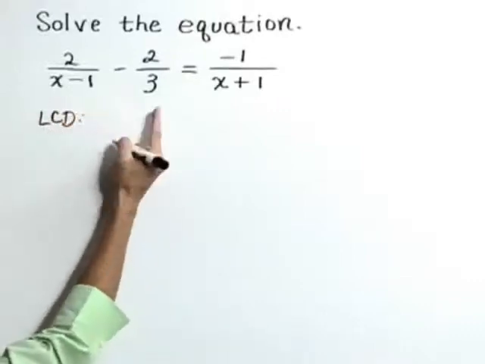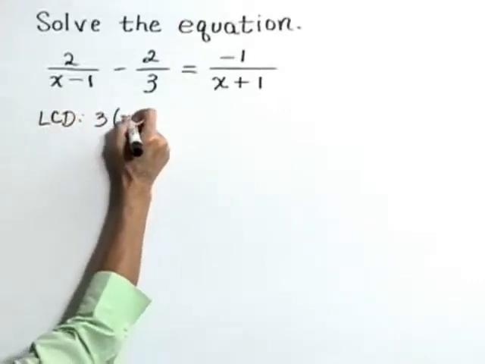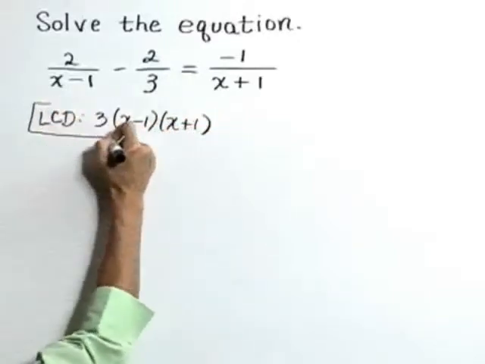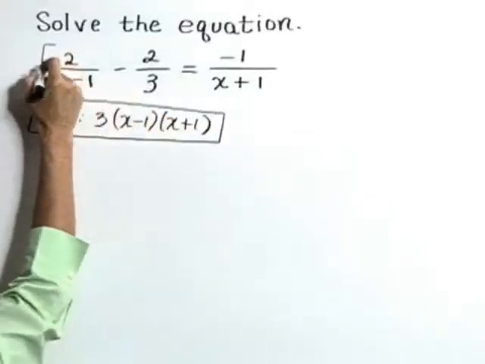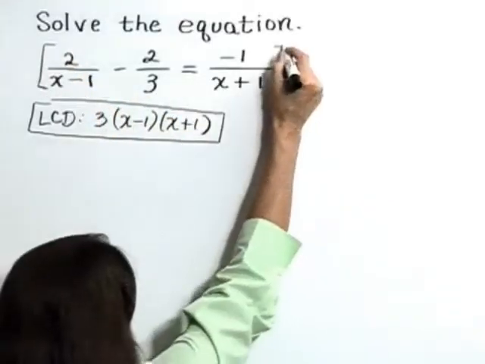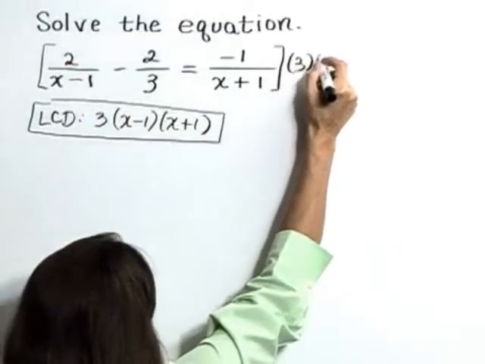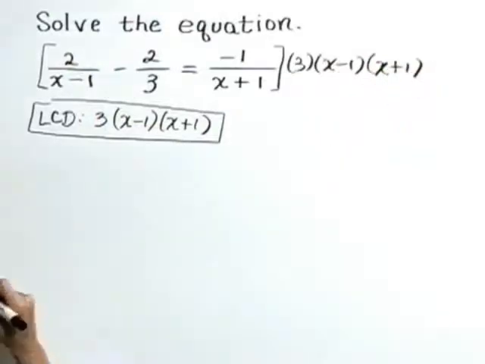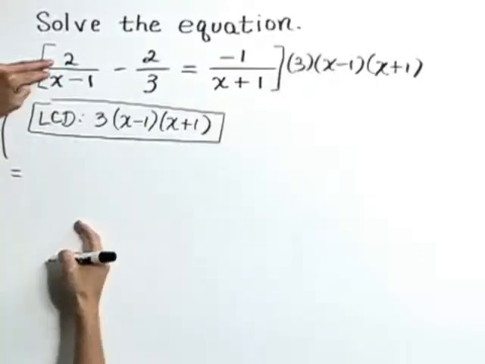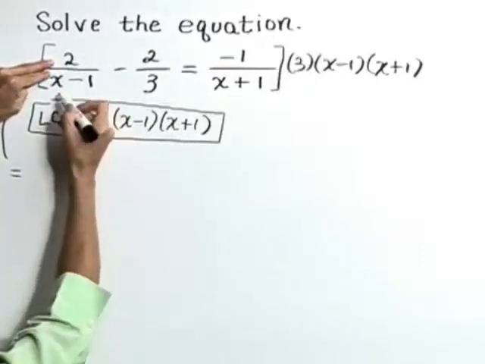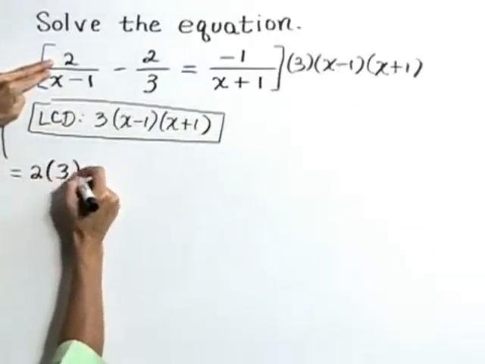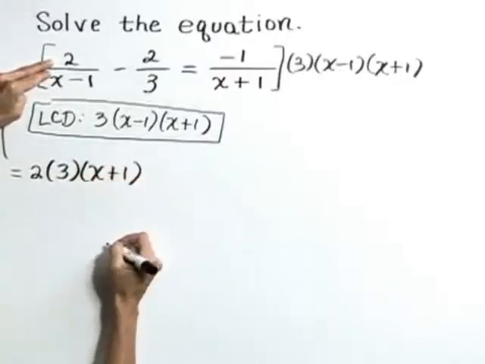The LCD is 3 times x minus 1 times x plus 1. So let's multiply our original equation then by that lowest common denominator: 3 times x minus 1 times x plus 1. Multiplying times our first fraction, notice that our x minus 1s are going to cancel, leaving us with 2 times 3 times x plus 1.